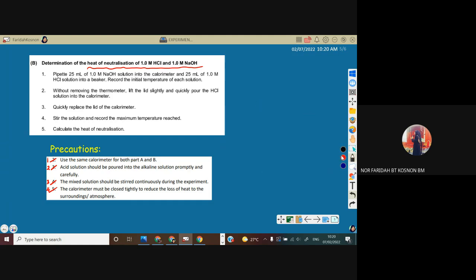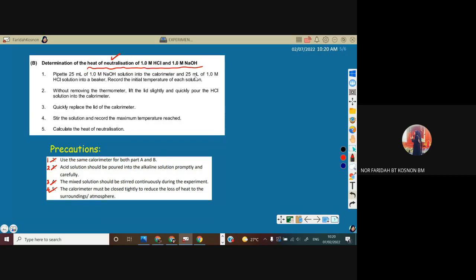Ini adalah heat of neutralization. Ini adalah heat released when 1 mole of water forms when hydrochloric acid reacts with sodium hydroxide. So how to measure the heat of neutralization? We have to use a device which is called a simple calorimeter. So itulah kesinambungannya kenapa kita gunakan calorimeter part A tu tadi.